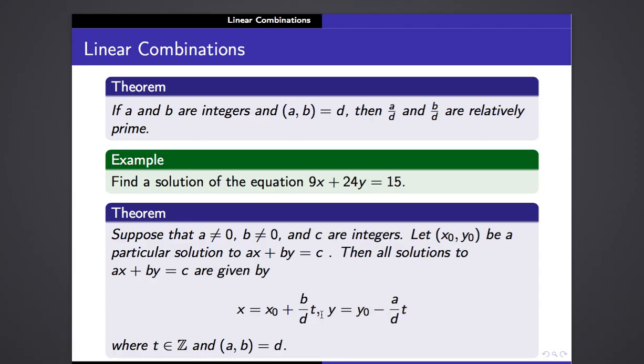In this lecture, we continue to study linear combinations and we begin with the following theorem. If A and B are integers and the greatest common divisor of A and B equals D, then A over D and B over D are relatively prime. It seems pretty obvious, right? But let's go ahead and prove this.